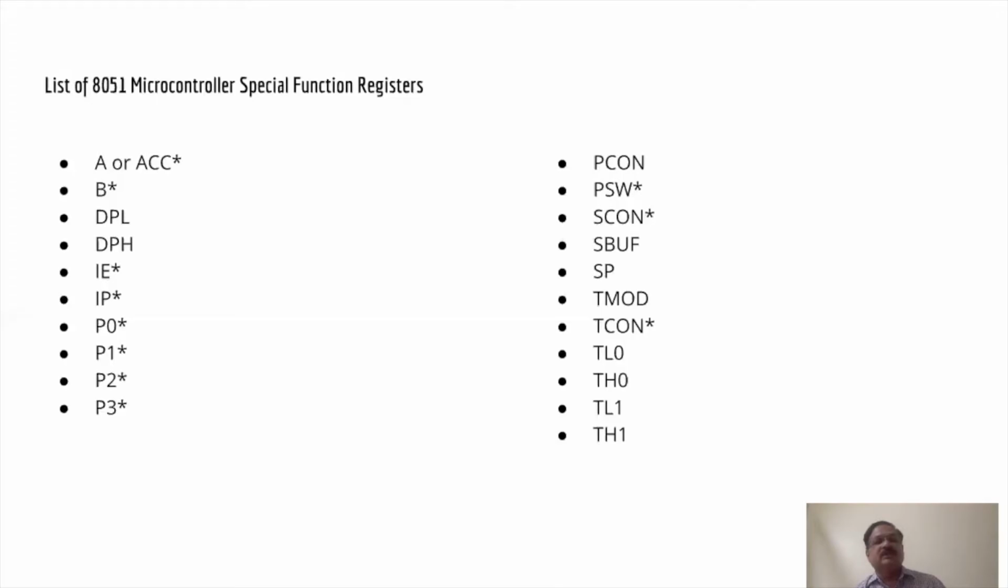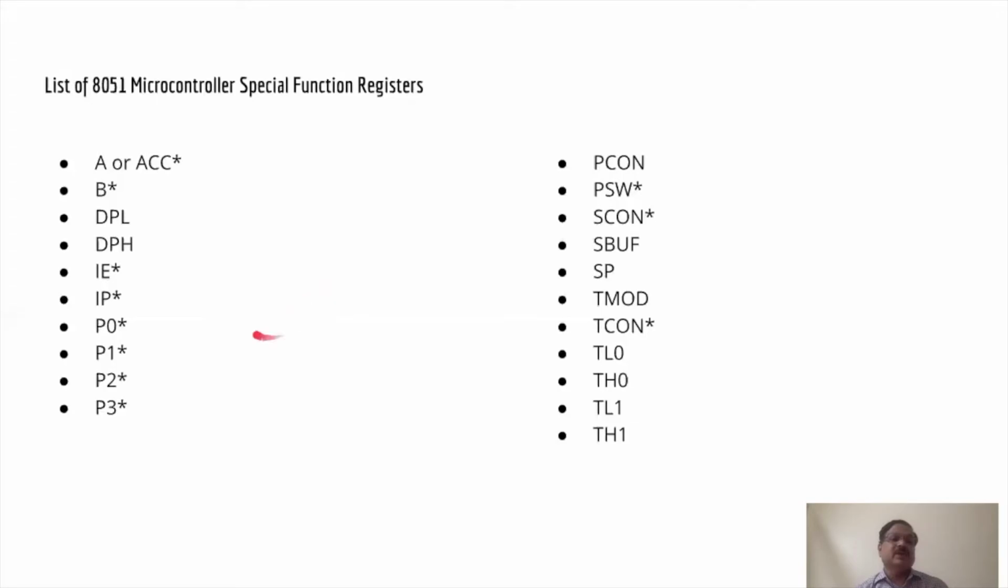Let's say you want to set the third bit of port 1. So you can set the P1.3 bit using the set bit instruction, right? Set or clear. You know the instructions that are available in the instruction set to set or reset an individual bit.